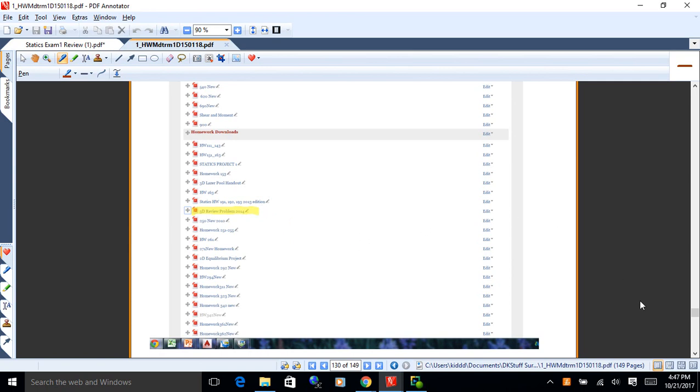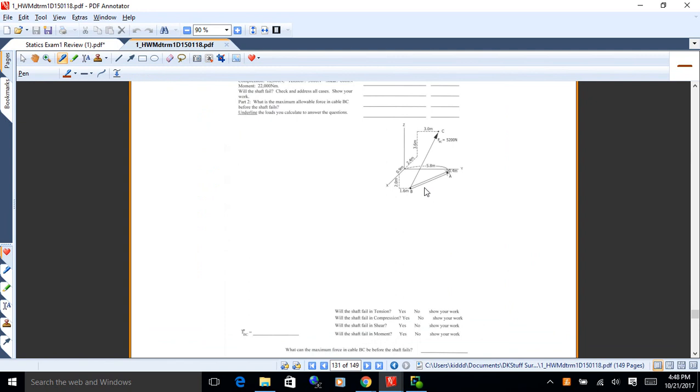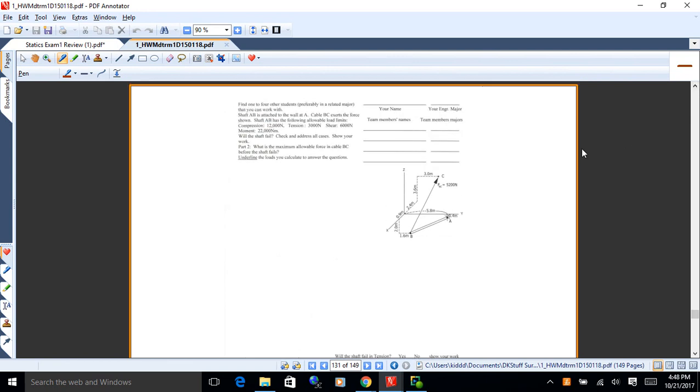All right, so what I give you there is a 3D problem. We've got a force pulling on a rod. The rod's connected to a wall at this point A here. And I'll give you some values for that rod. I give you the tensile strength, the compressive strength, and the shear strength. And I also give you the moment strength. And then I ask you to see if it will fail.